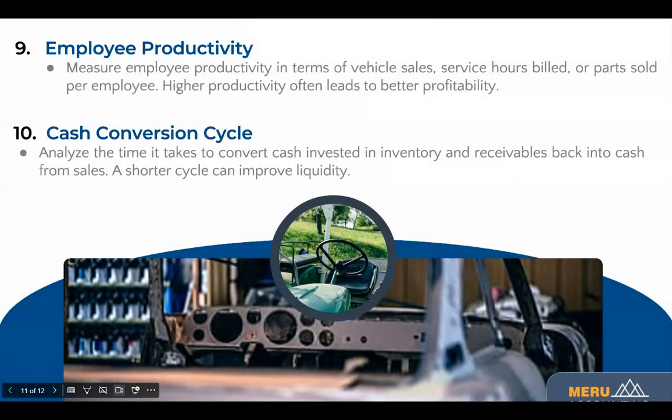Ninth, employee productivity. Measure employee productivity by tracking metrics such as vehicle sales, service hours billed, or parts sold per employee. Higher productivity correlates with improved profitability and indicates effective utilization of human resources and operational efficiency within the business.